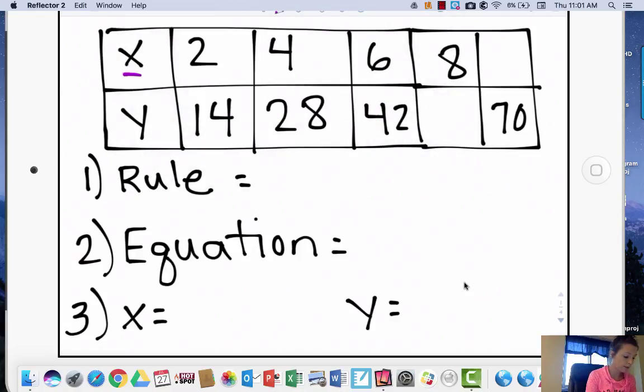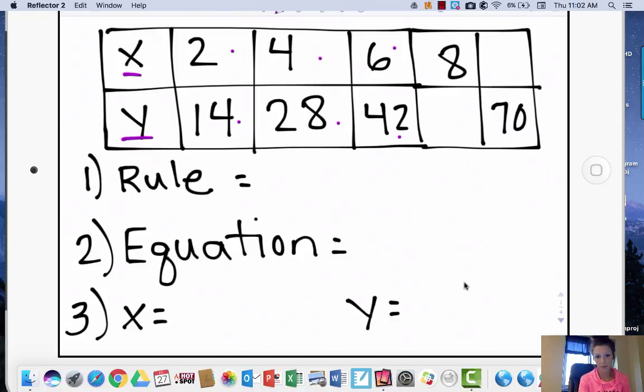So if you look up here, we have x values and we have y values. And so what this is saying is when x equals 2, y is going to equal 14. When x equals 4, y equals 28. When x equals 6, y equals 42, and so on.